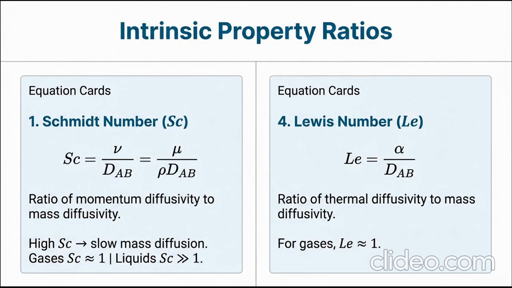Intrinsic property ratios. To characterize transport, we use the Schmidt number, which is a ratio of kinematic viscosity to molecular diffusivity. This tells us the relative thickness of hydrodynamic versus the concentration boundary layer. Similarly, the Lewis number relates thermal diffusivity to mass diffusivity, essential for simultaneous heat and mass transfer analysis.